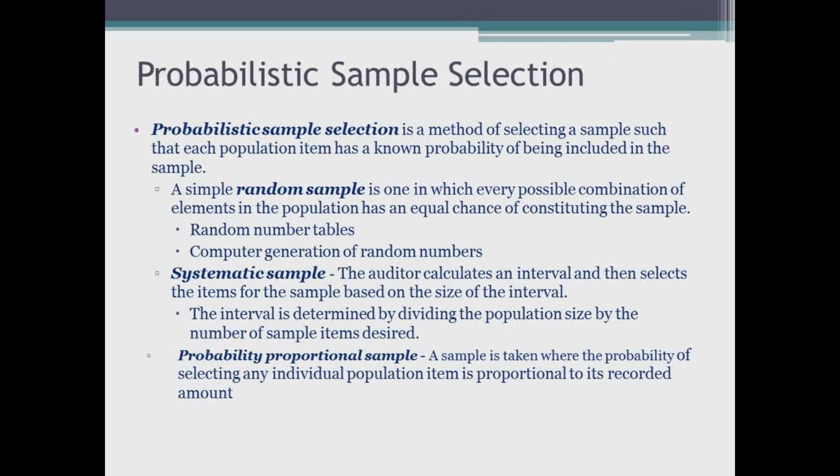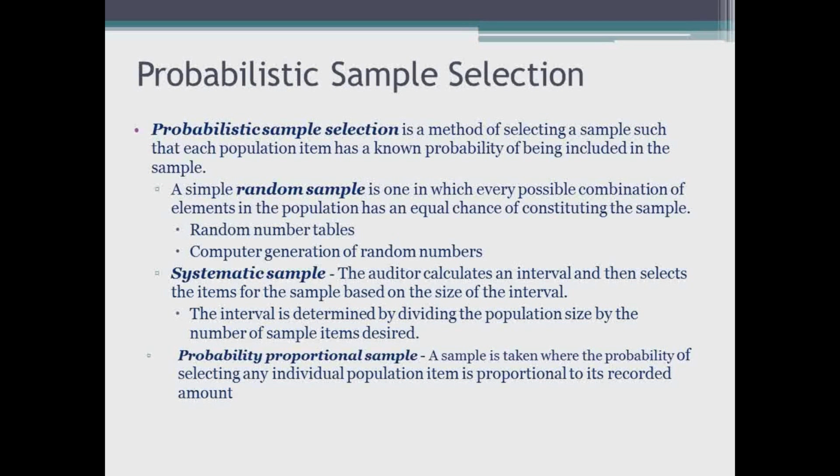And here's where you're getting to more statistical, right? So it's more scientific. It removes that judgment bias. Every item in the population has a probability of being selected. We're not getting into probability theory, but what you'll see here would be things like a random sample, right? And you can do random sampling using a random numbers table, or you can do computer generation of random numbers.